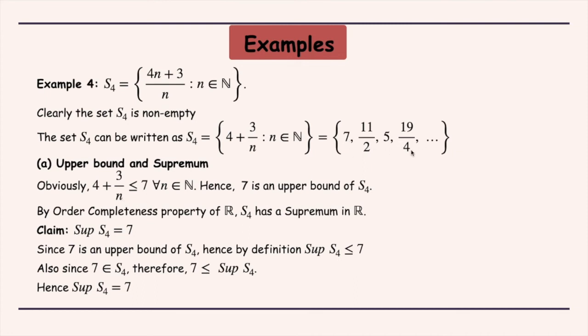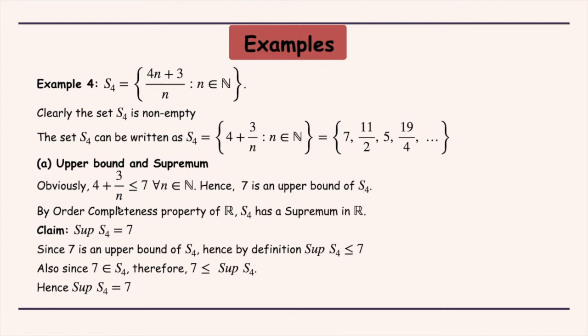So you can see it from here as well, and otherwise also we can see that whenever you increase this n, this ratio goes on reducing, and therefore the number would become smaller than 7 as we take higher values of the natural number n. So hence we can safely say that 7 is an upper bound for the set S4.